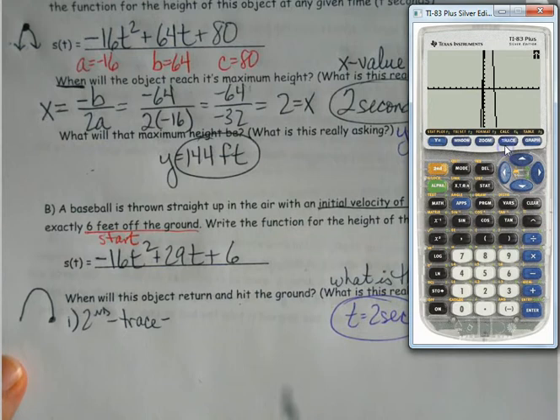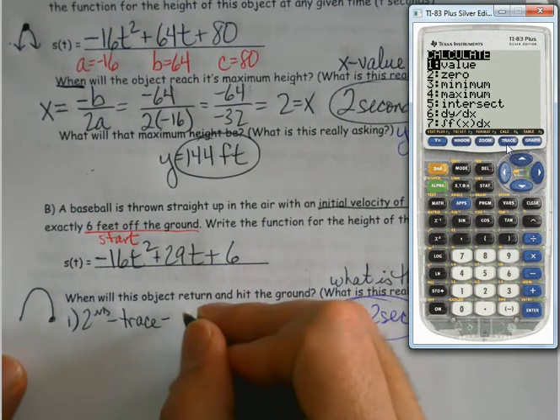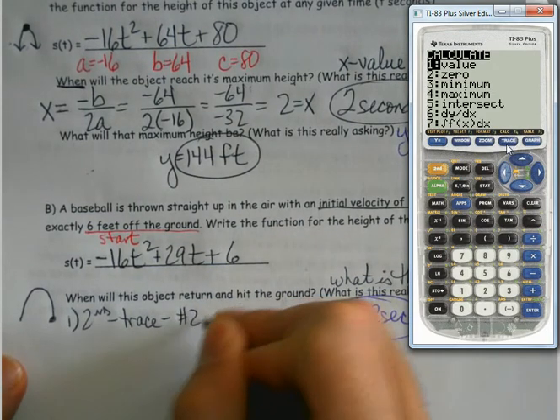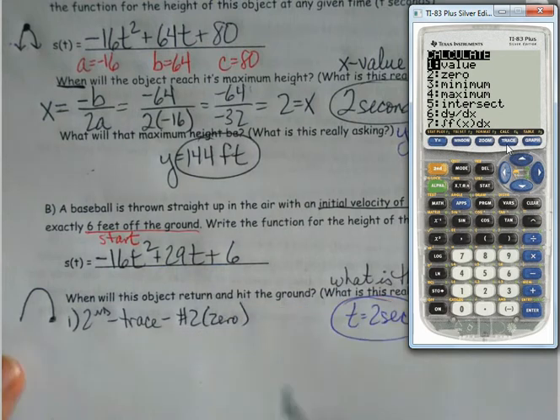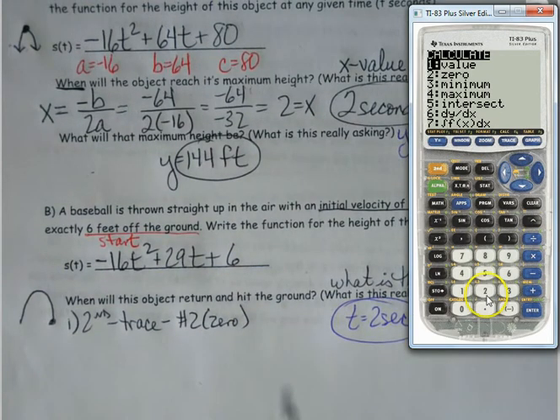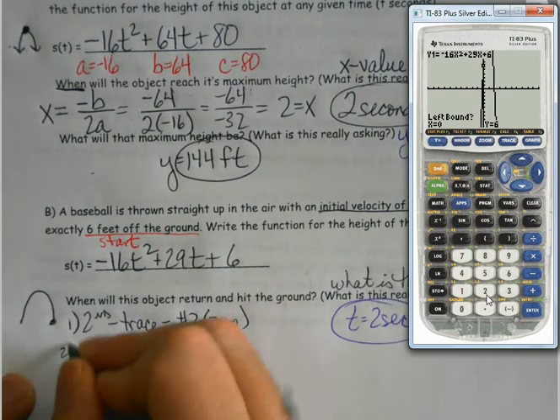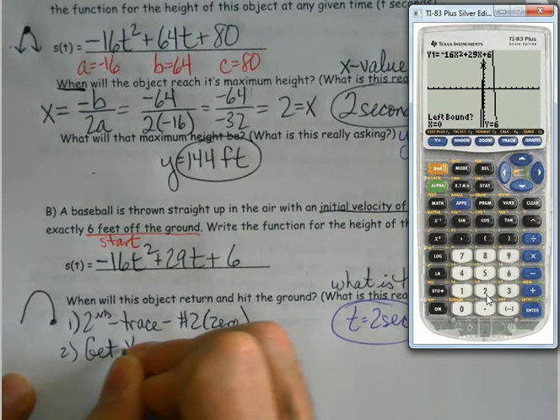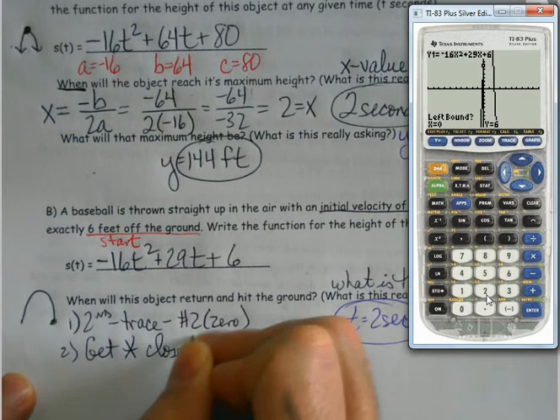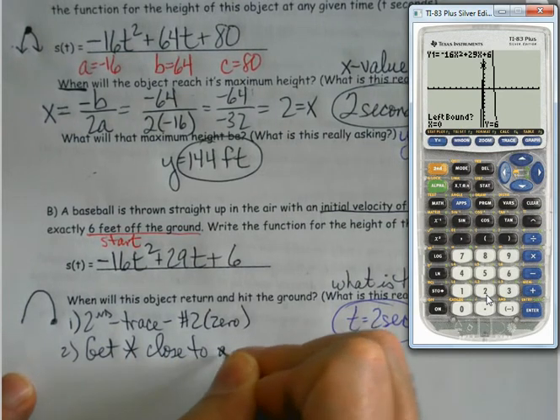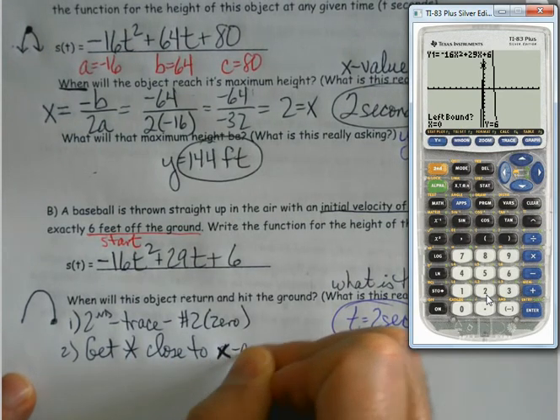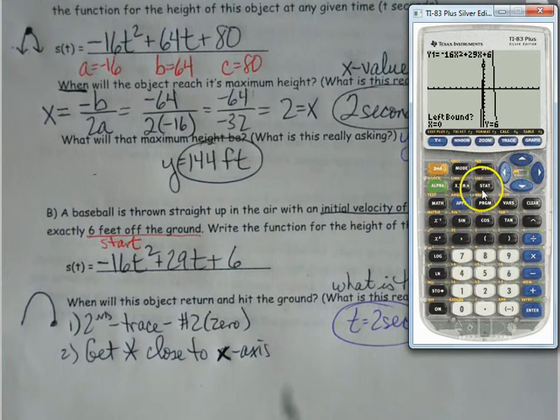So second, trace, and I want the 0, which is number 2. You can either arrow down to it or just hit 2. Then this little blinky guy comes on there, this little cursor. My second job is to get the little cursor guy as close as I can to the x-axis using my left and right buttons.